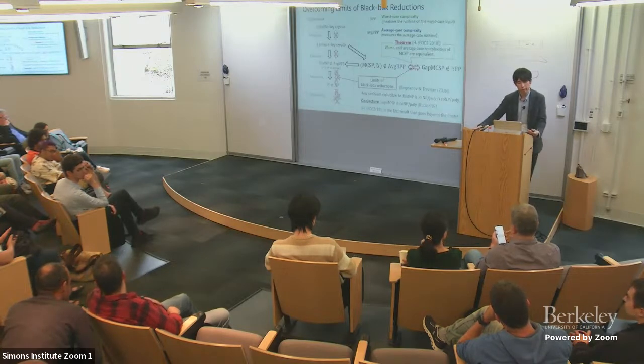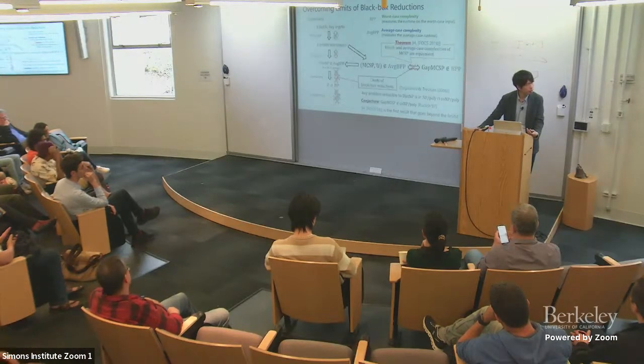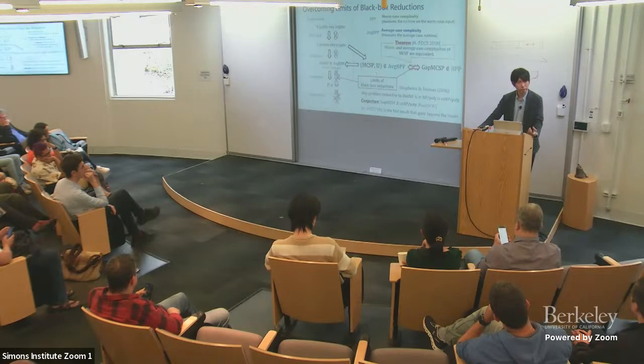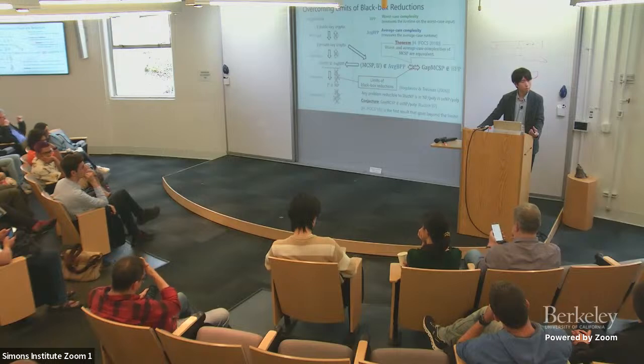Yeah, there's a gap, but is it the same gap? Well, in both directions. For MCSP, in the case of average case complexity, we consider the exact version. But I think we can also consider a promise version. It's not the same gap, but I don't see this direction.